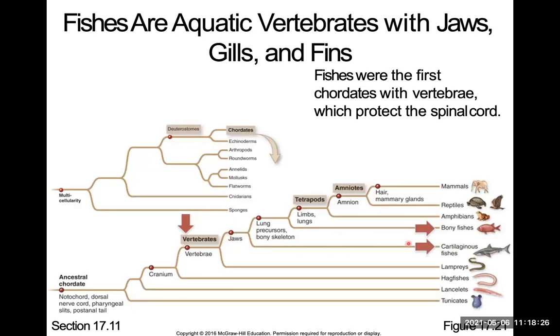Under jaws, we have two more types of fish. We have cartilaginous fish and we have bony fish. So these are vertebrates now, because vertebrae evolved and they have a backbone. So fishes were the first chordates with vertebrae. They protect the spinal cord. So the backbone is going to protect the spinal cord. So cartilaginous fish. Cartilaginous fish is the one that has cartilage.